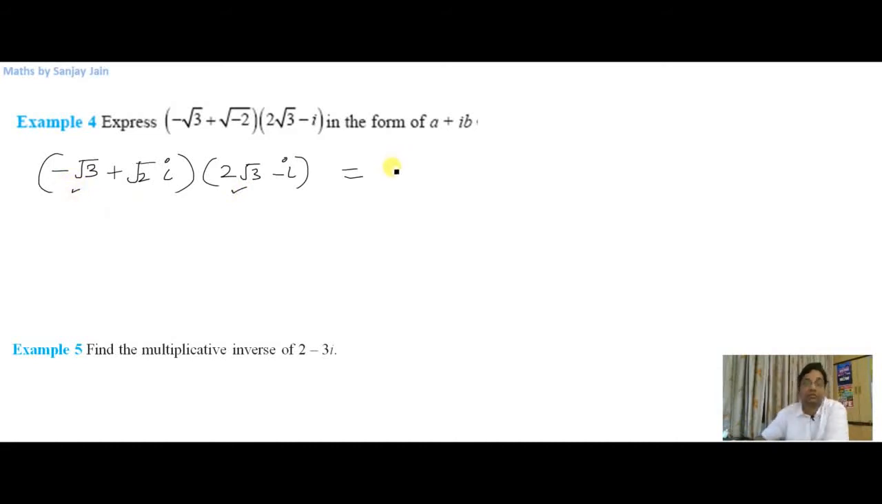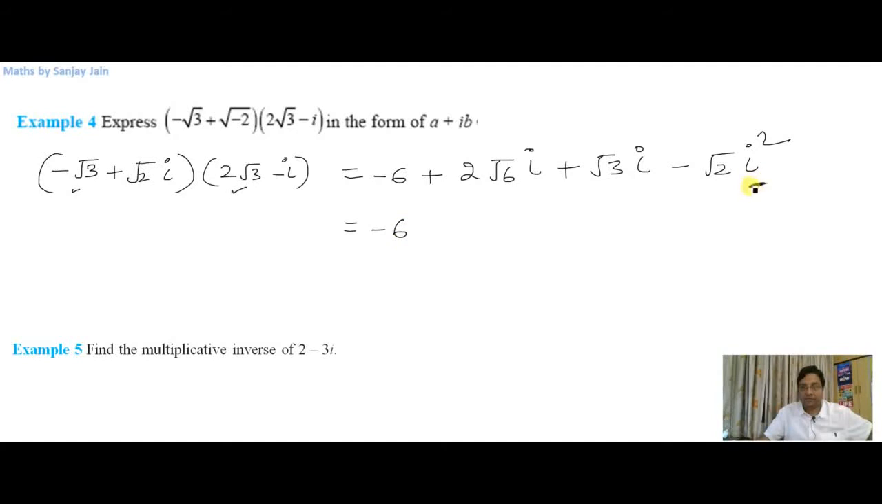So this will be 2 into 3, that is 6, and with minus sign it will be minus 6. And then 2 root 3 into root 2 iota. So it will give me plus 2 root 6 iota, and then minus root 3 into minus iota, plus root 3 iota, and then minus root 2 iota squared. So iota squared can be written as minus 1, it will be minus 6, and this minus 1 will make it plus, so plus root 2.